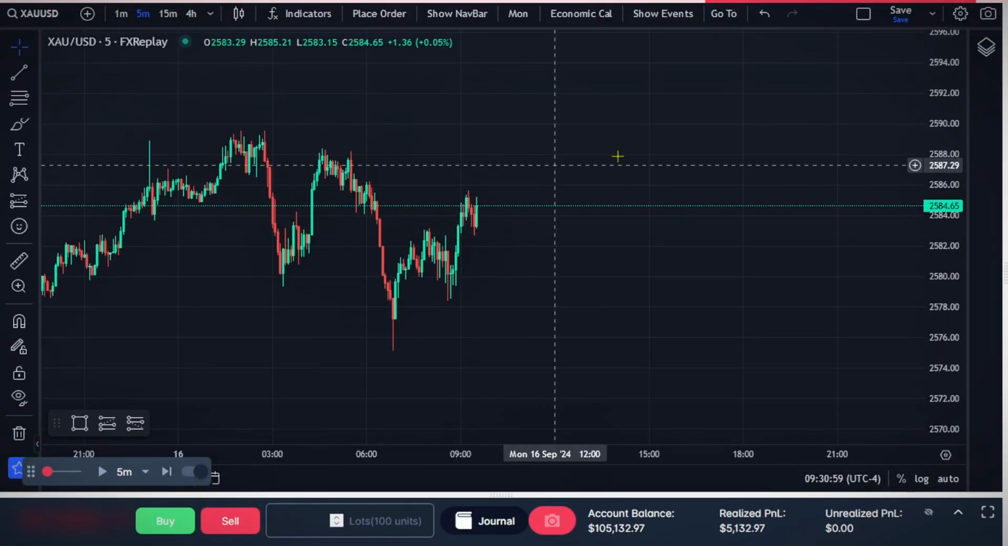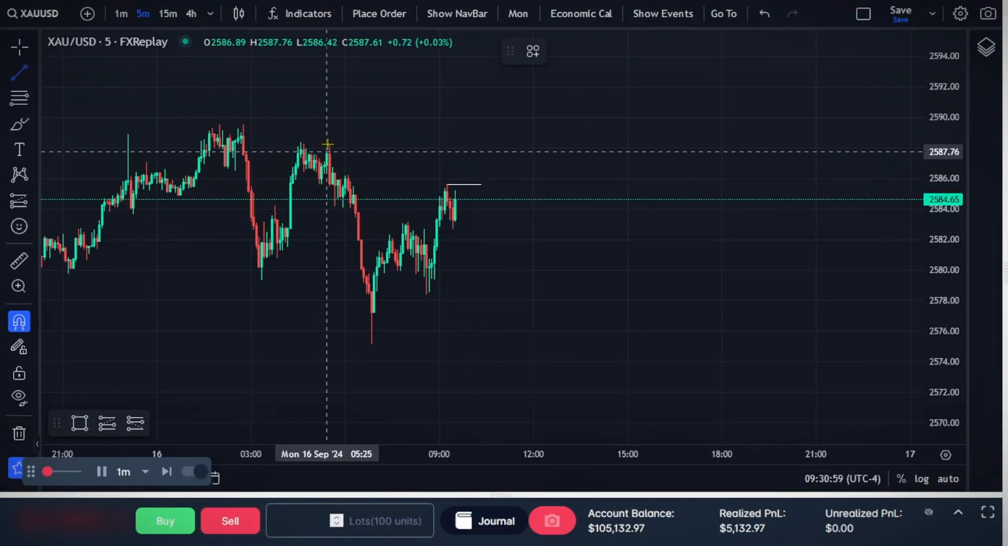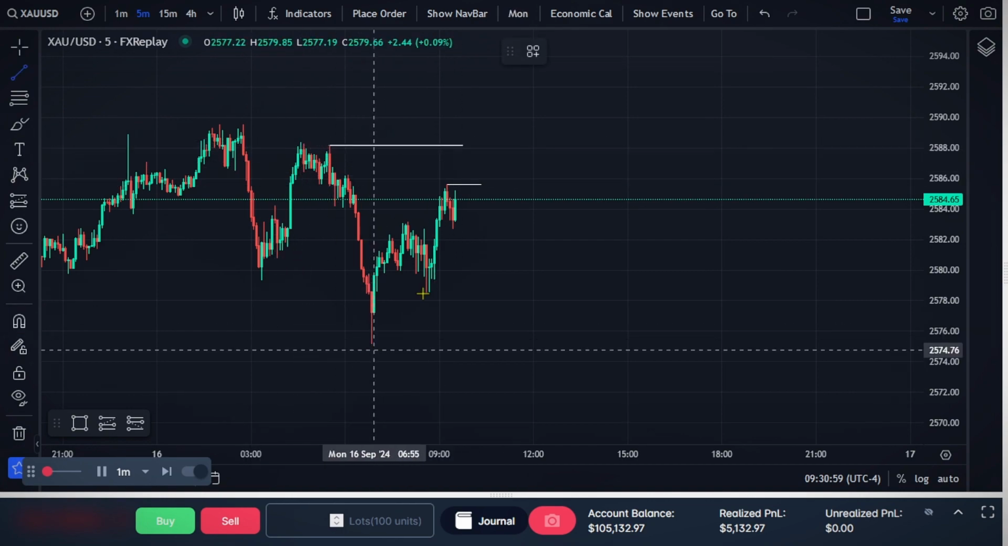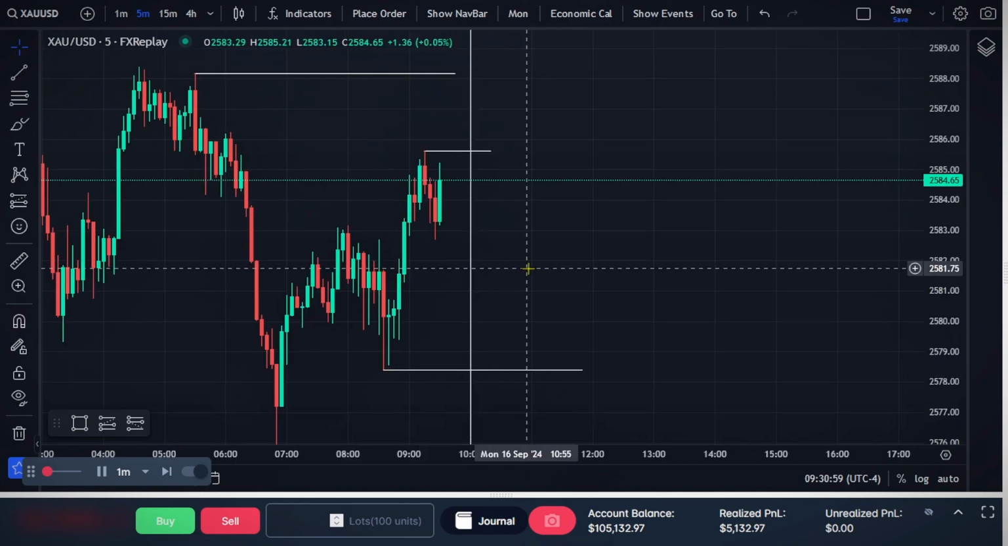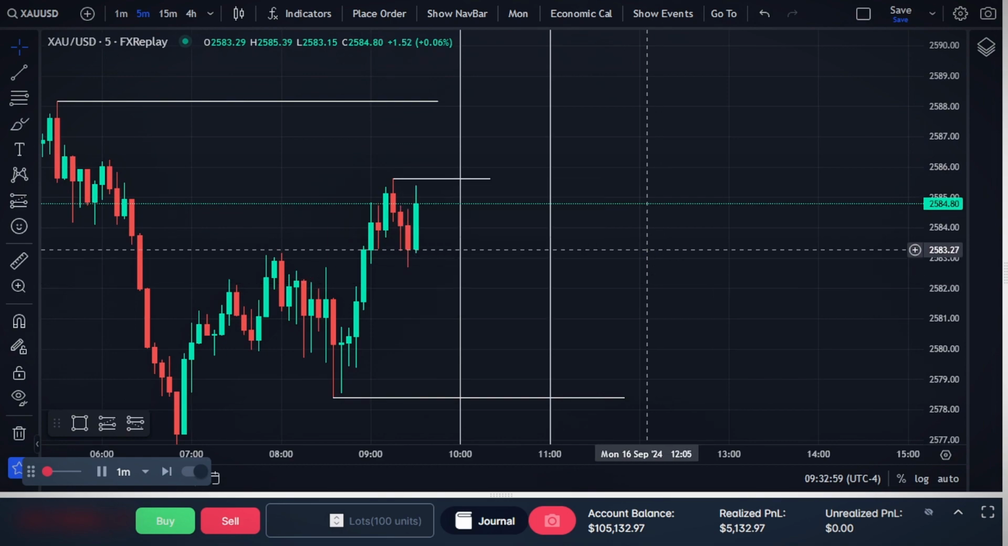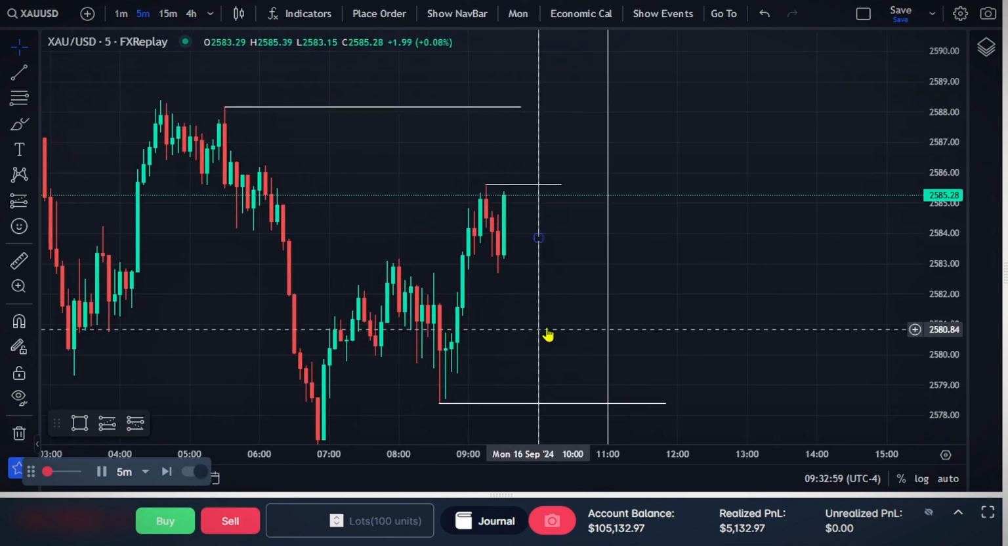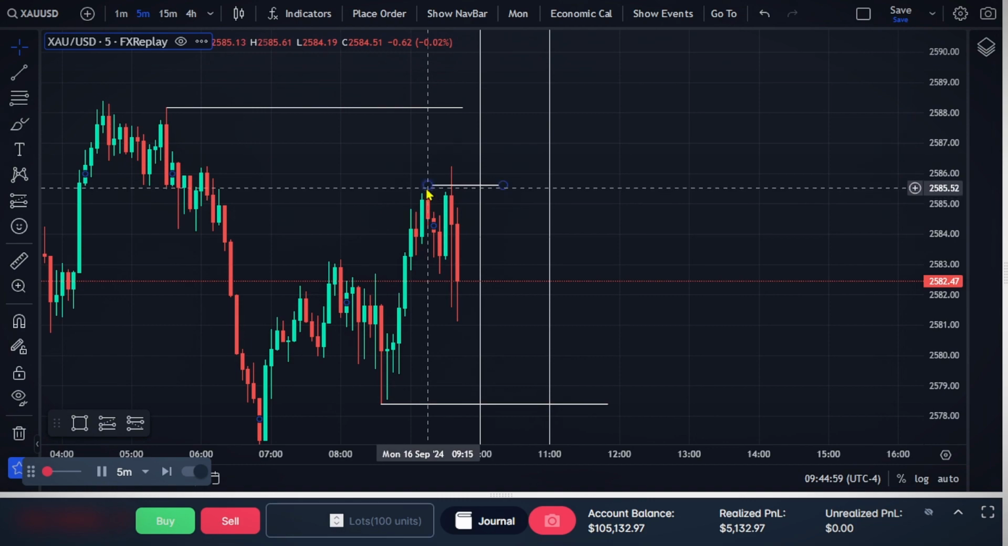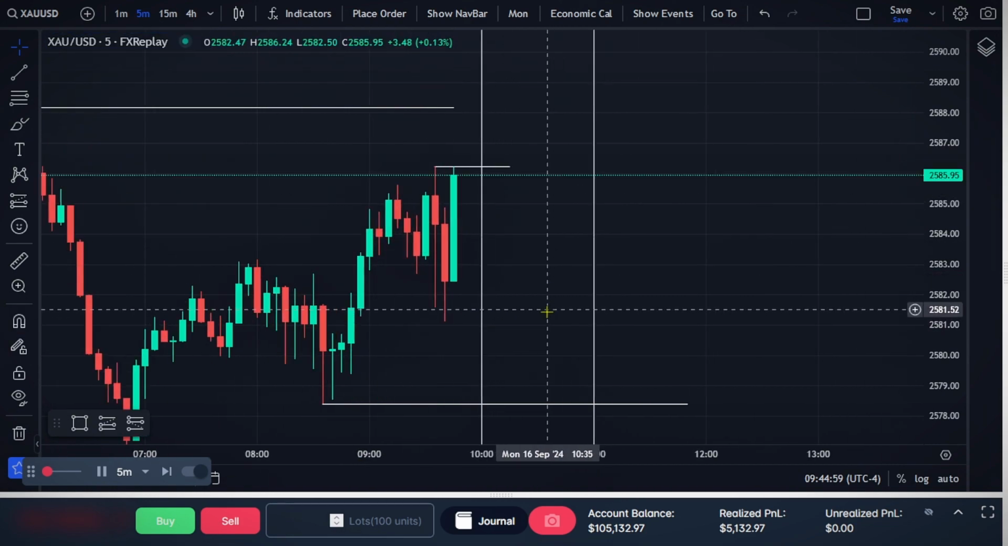Moving on to the next example, I'll start by marking out the recent swing highs and swing lows on the 5-minute time frame. I'll also mark the 10 a.m. and 11 a.m. time window. As we play the price forward, new swing highs and lows form, so I'll mark those as well.